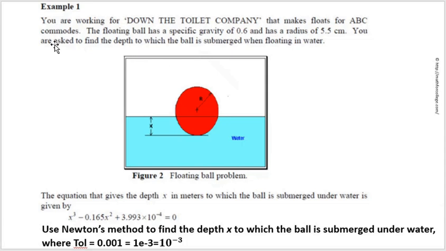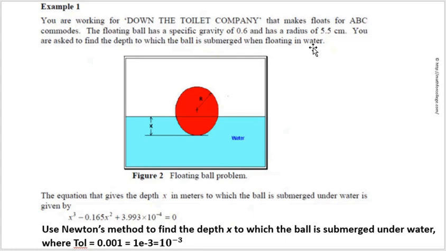So what it says is that you are working for Down the Toilet company, which makes floats for ABC commodes. The floating ball has a specific gravity of 0.6 and has a radius of 5.5 centimeters. You are asked to find the depth to which the ball is submerged when floating in water.